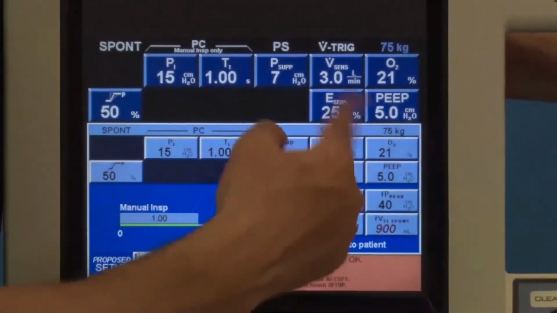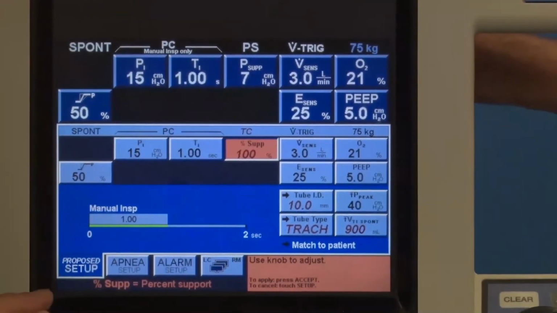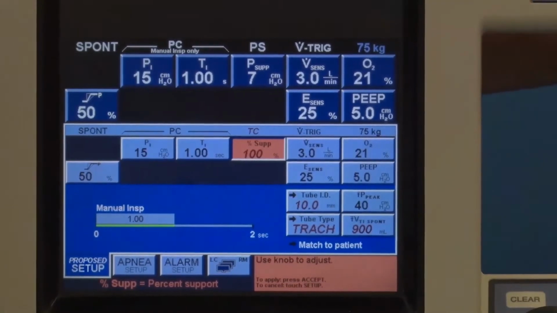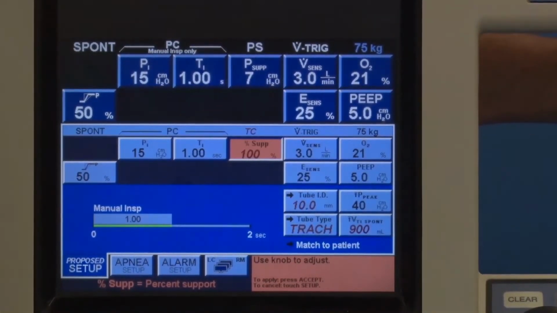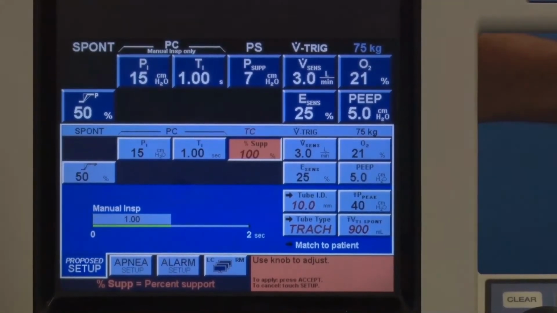The only other setting other than the common oxygens and trigger is what we call percent support. And that basically is telling you how much of the artificial airway we want to overcome. You want to overcome all of it. So you're almost always going to use that at 100% support. I personally have never seen it used less than 100%.